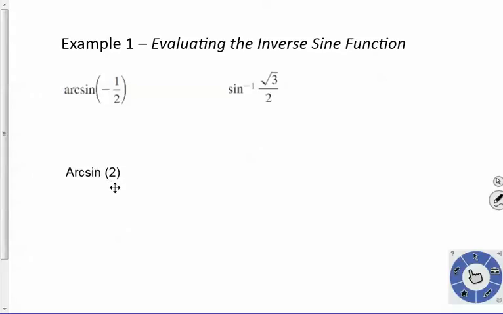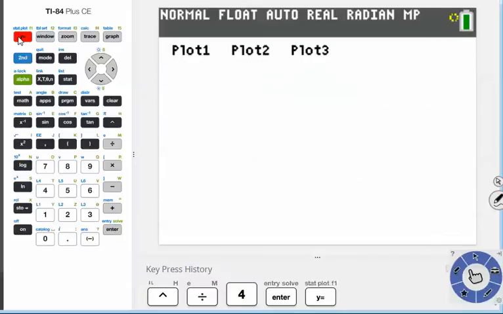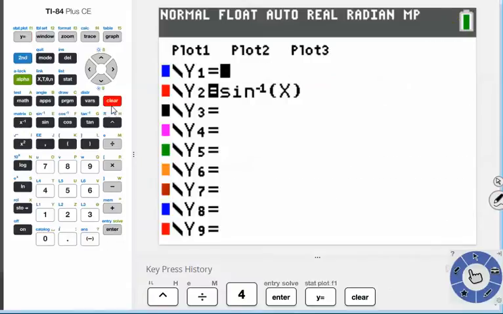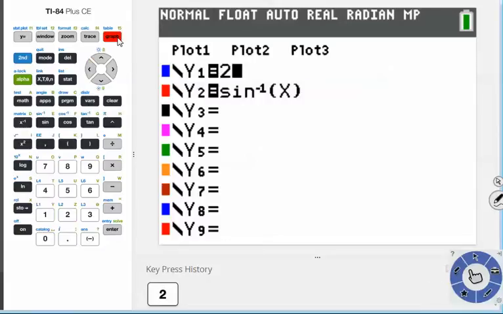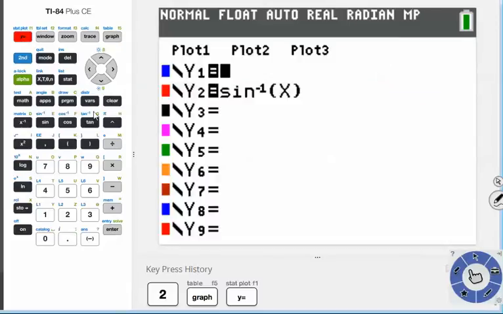How about the arc sine of 2? Well, the arc sine of 2 doesn't exist because it's outside of your domain. In other words, if you just plug it in your graph here, y equals arc sine of 2, you can see why that doesn't work. If you plug it in, here is 2, and here is arc sine, and they don't cross. That's why. Okay?